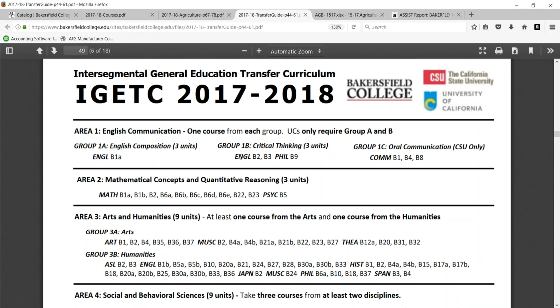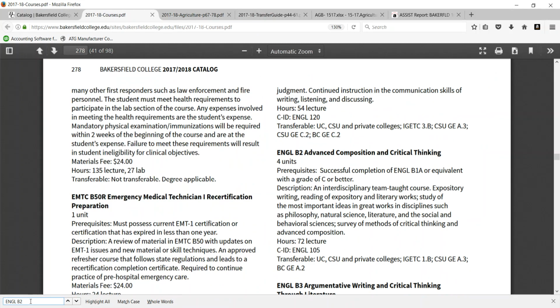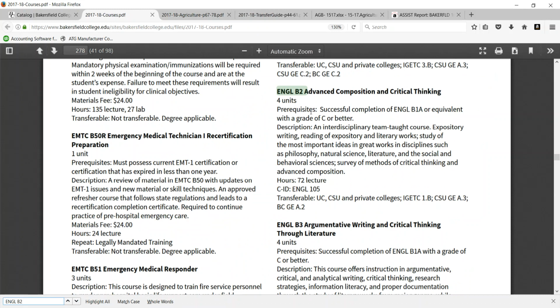So Group B. Now again, this is the really great thing about being a college student. You have 3 different options to choose from, and so you get to pick. So I would highly suggest that you go to this course list, type in English B2, see what pops up. We have Advanced Composition and Critical Thinking. So that's one option. It's a 4-unit class, and it does require the prerequisite of English B1A. So you have to take English B1A before you can even get into this class.